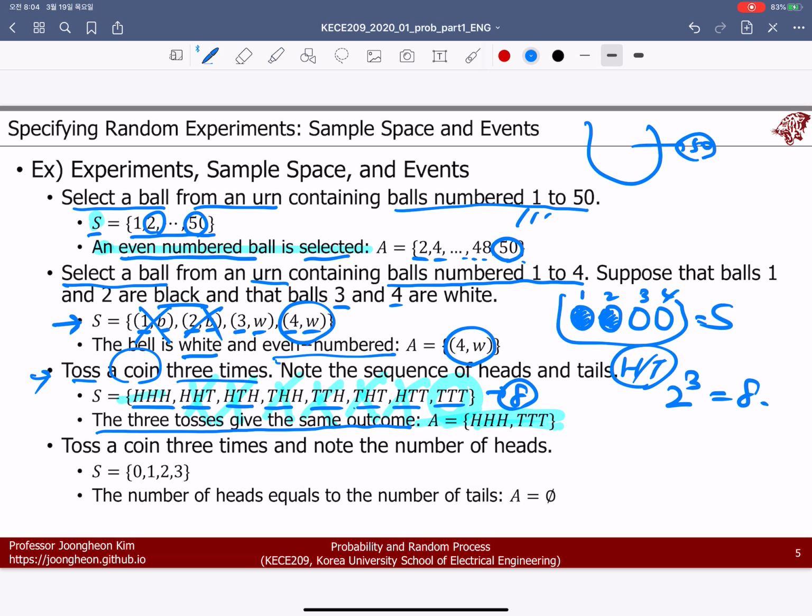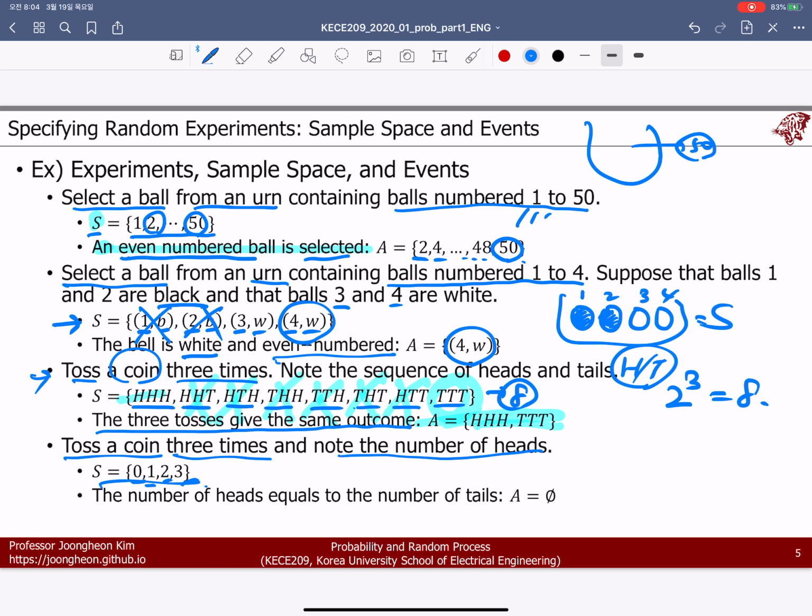Similarly, we toss a coin 3 times again and note the number of heads. If we toss a coin 3 times, we may not see any heads, in the case where we always get tail every single time. So that becomes 0. Or we can see the head only 1 time, so this is 1. We can see the head only 2 times, or we can see head every single time, so it's 3. So this is our sample space.